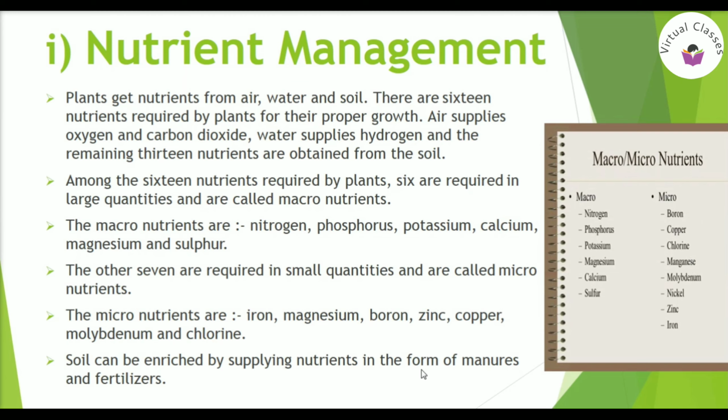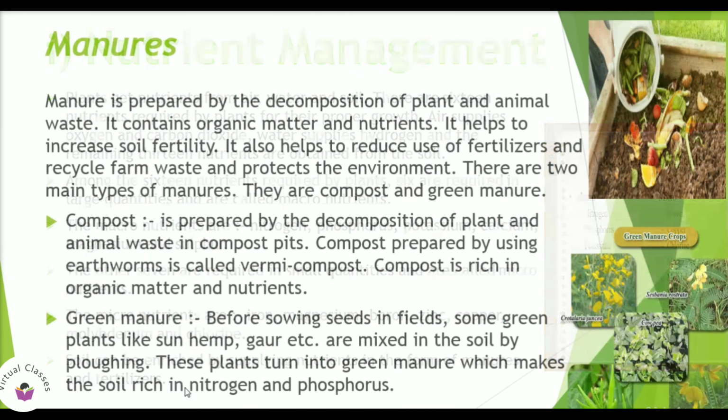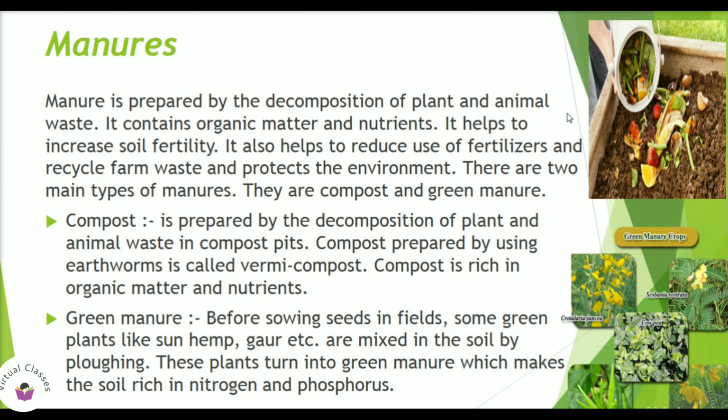Soil can be enriched by supplying nutrients in the form of manures and fertilizers. Moving towards manures. Manure is prepared by the decomposition of plant and animal waste. It contains organic matter and nutrients. It helps to increase soil fertility. It also helps to reduce the use of fertilizers, recycle farm waste, and protect the environment.